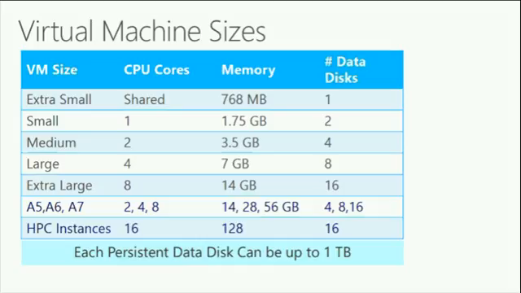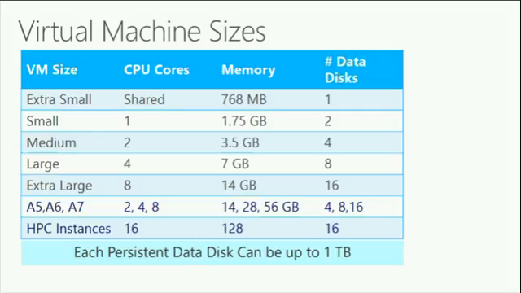And for some of the new instances that we have, it goes from A5, A6, A7. So those have 2, 4, and 8 cores, respectively. And, of course, the memory also doubles in terms of increment. The number of disks you can attach to them is pretty much double the size of the core.